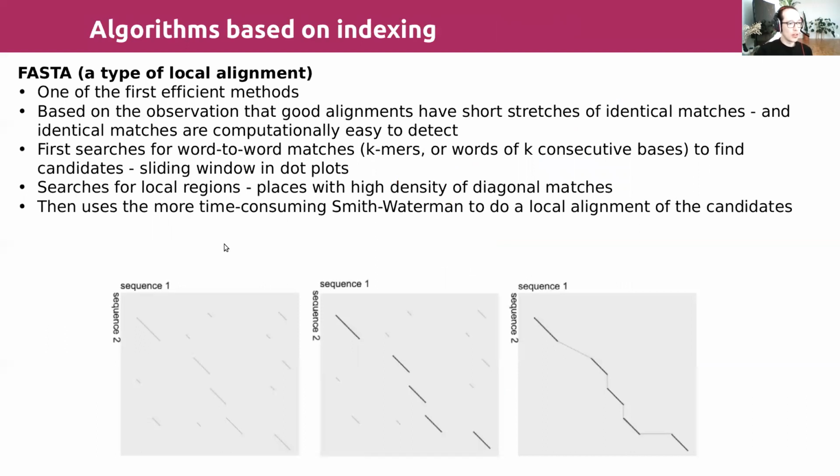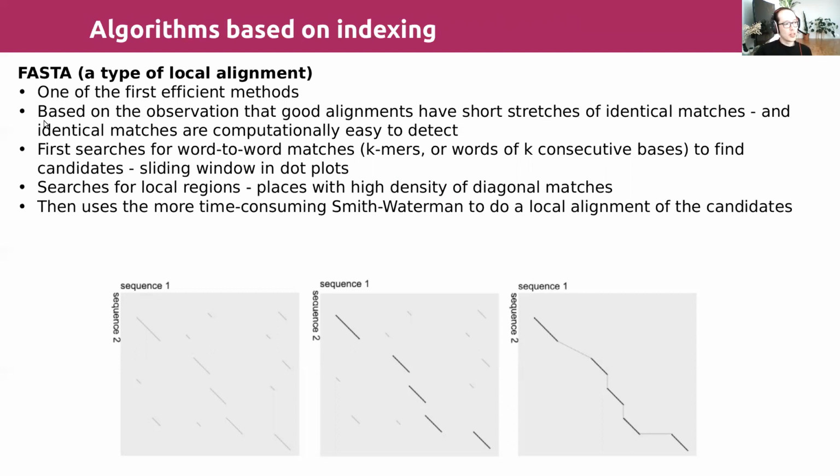And one of the earliest attempts to do so was with the FASTA local alignment algorithm. And this was one of the first of these kind of efficient methods that try to balance sensitivity and specificity. It was based on this observation that good alignments have short stretches of identical matches. And identical matches are much more computationally easy to detect, right? If you're not having to deal with gaps and checking many different combinations of how to space out your bases, your characters.